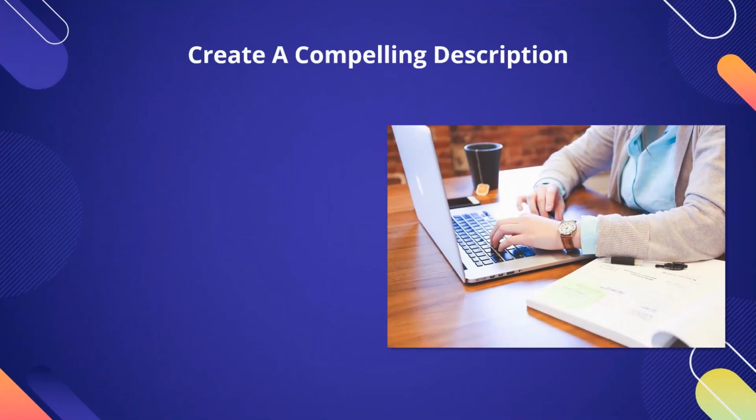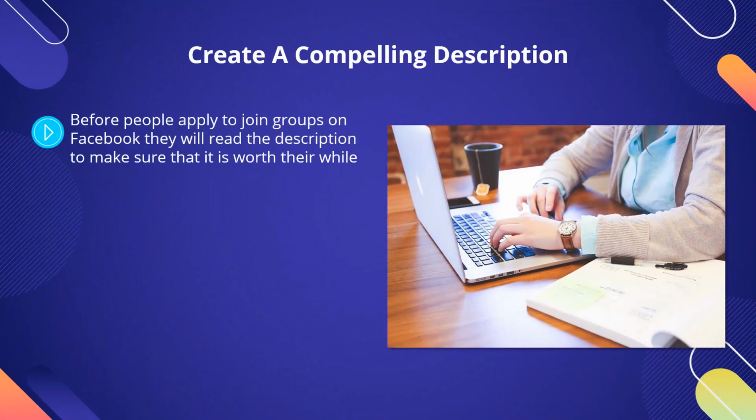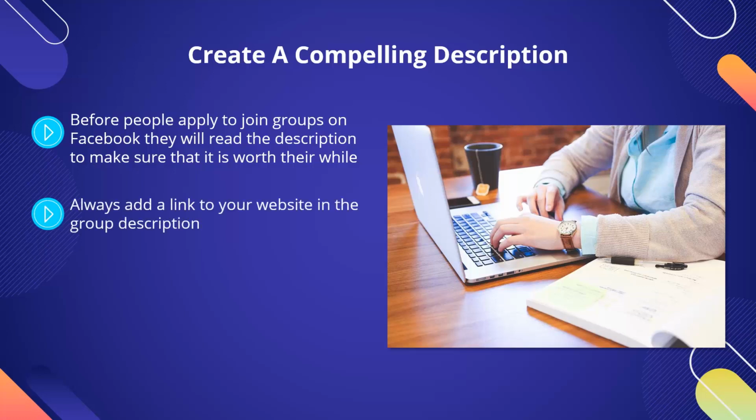Create a compelling description. Before people apply to join groups on Facebook, they will read the description to make sure that it is worth their while. So you need to write a compelling description that tells them that this is the group to join. Treat your description as a sales page for your group. Always add a link to your website in the group description. People will certainly click on this link to check you out, so decide what page on your site puts you in the best light. Think benefits to the members when you are writing your description. What's in it for them?